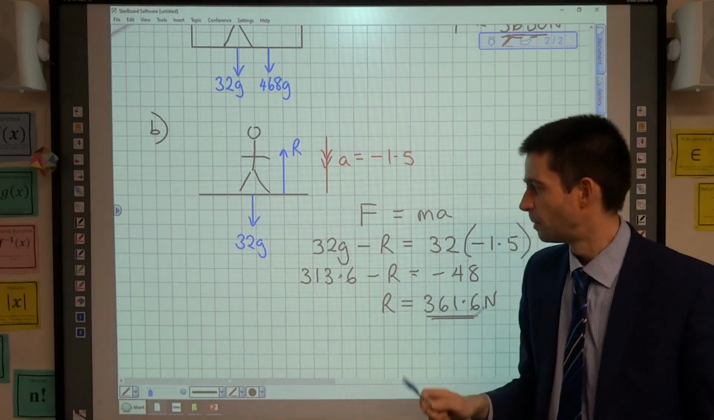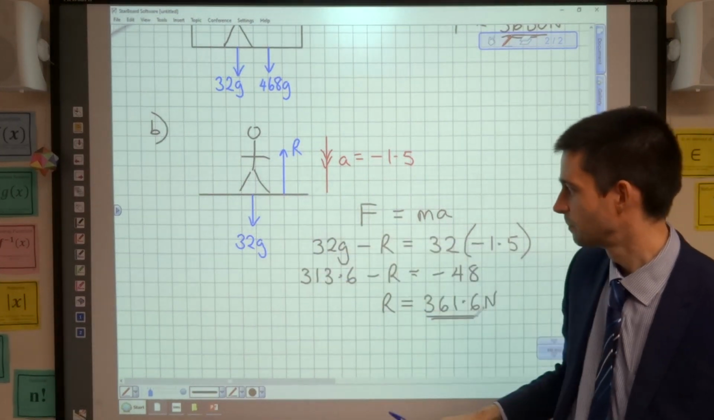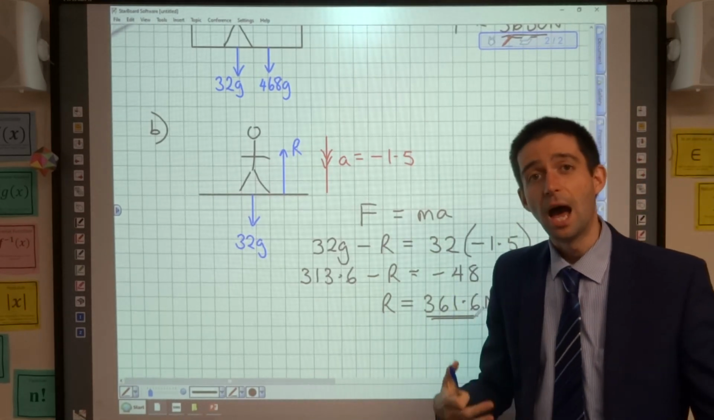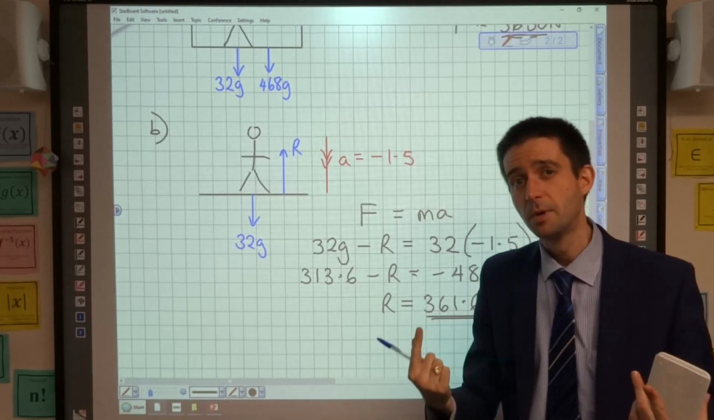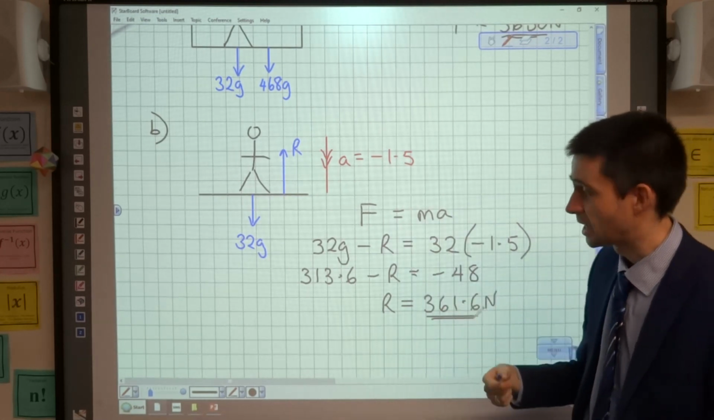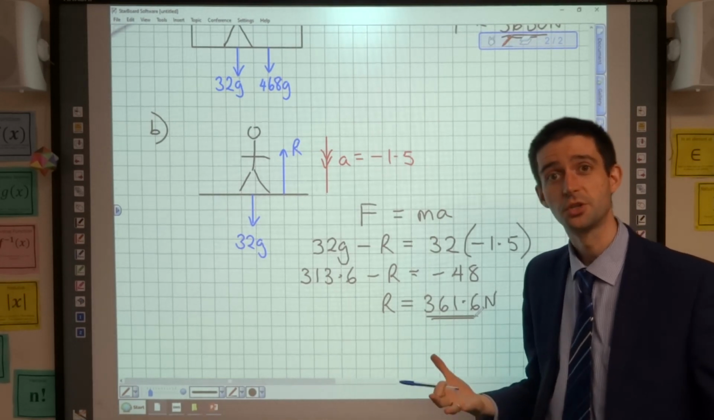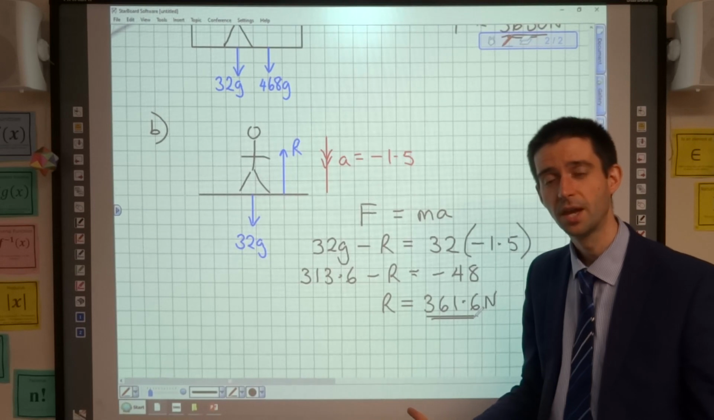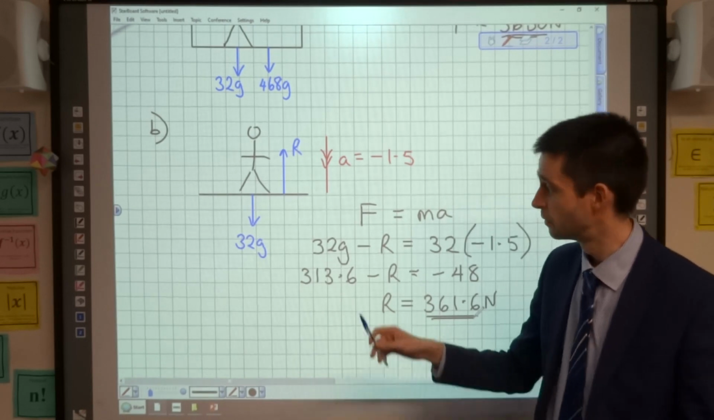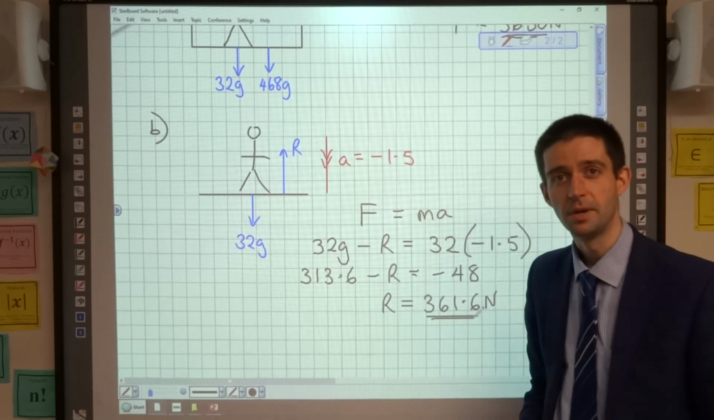Now let's just consider this for a moment. The weight of the girl acting downwards is 313.6, and the reaction force from the floor is 361.6. It's greater. And that makes sense because the force going up must be greater than the force going down to cause the lift to slow down. And this is actually an explanation for the feeling that you have if you're in a lift and you're going down, but the lift starts to slow as you're reaching the floor you want to get off at. As that lift is slowing down, you can actually feel as though you're moving upwards. And that's because the force exerted from the floor of the lift is greater than your weight. And that's what's happening here in part B.